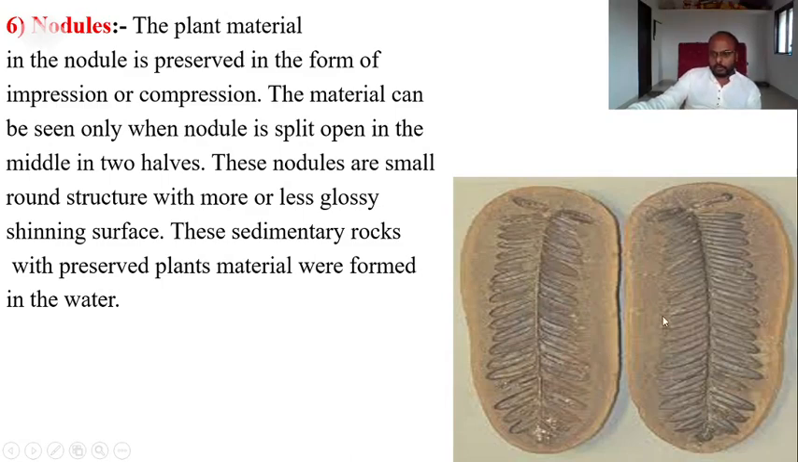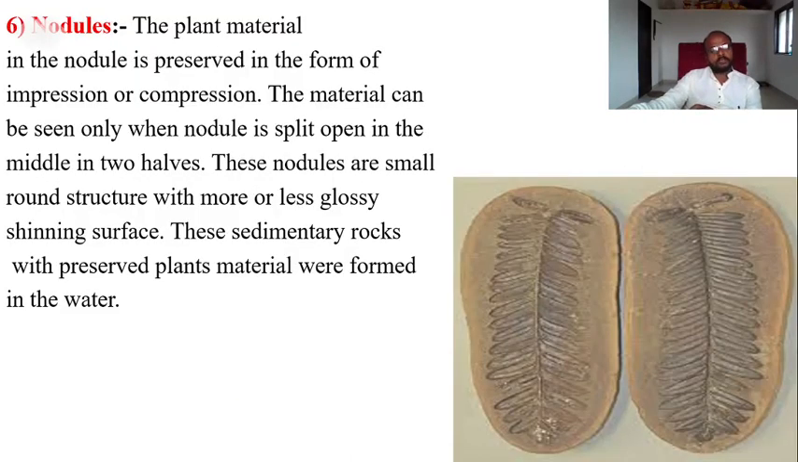So here this is one nodule, and it is glassy and smooth, and when we break this rock or this nodule fossil, then on the internal side we can see the impression of this leafy or fern impression. So these nodules are small round structures with a more or less glossy shining surface. This sedimentary rock with preserved plant material was formed in water. That means this nodule is always found in rivers or in water bodies.